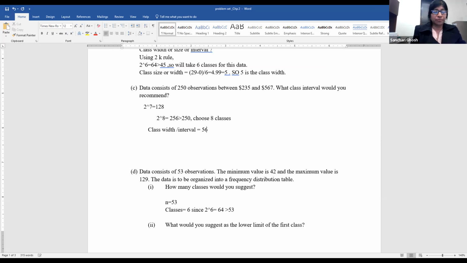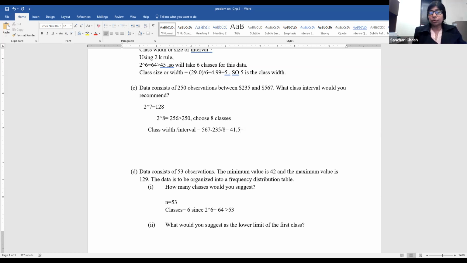Oops, 567 minus 235. So I'll just quickly use my calculator here. That's what you're supposed to do probably. 567 minus 235 divided by 8 gives 41.5.